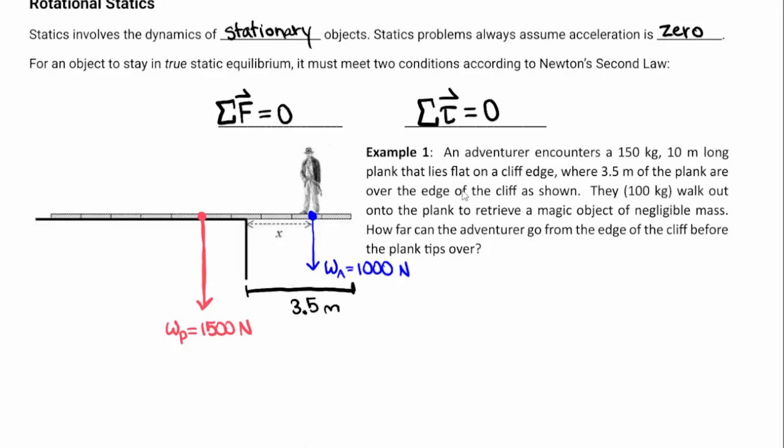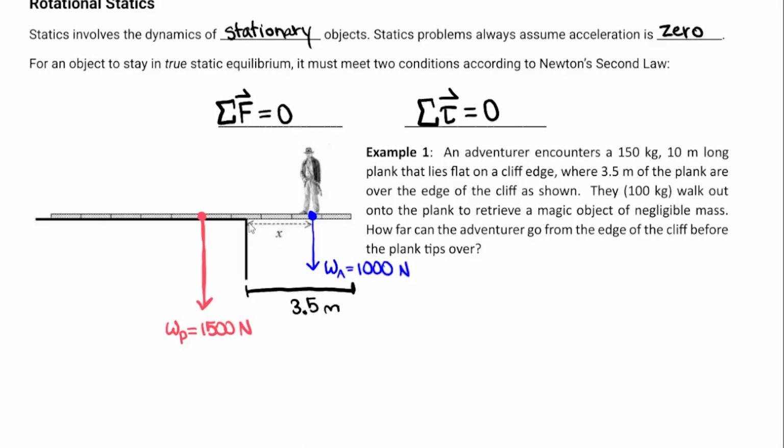So let's continue. This person walks out onto the plank to retrieve a magic object of negligible mass. So that's nice, at least we don't have to worry about the object. So the question is, how far can the adventurer go from the edge of the cliff? That's this little distance X here, before the plank tips over, which would not be good.